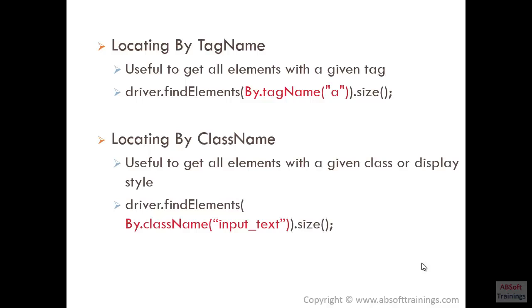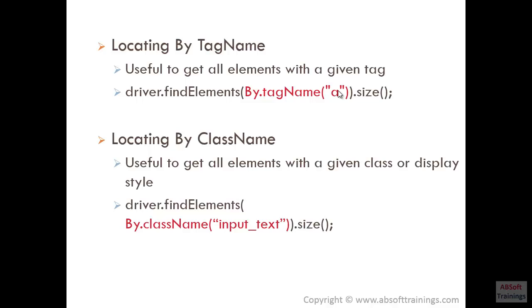Next we have by.tagname and by.classname Selenium WebDriver locating strategies. These two locating strategies are useful to work with groups of web elements. Using the tag name locating strategy, you can say: get me all the elements with a given tag name. Here is an example. You can say driver.findElements(By.tagName("a")). This is going to give you the list of links on your web page. Once you have the list, it's up to you what you want to do.